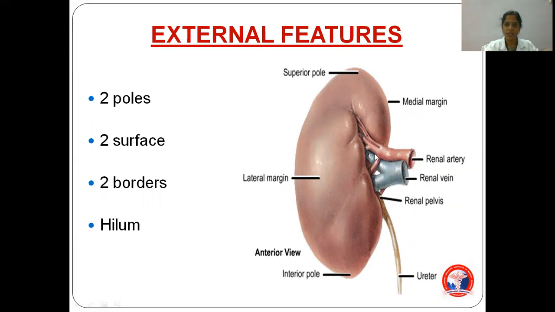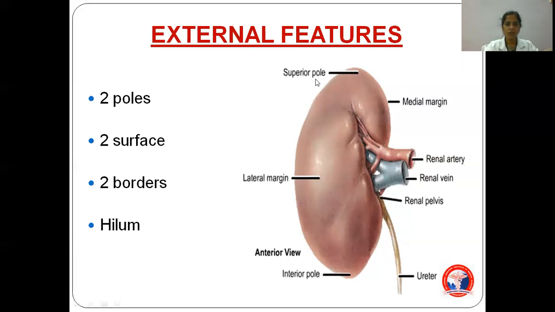Now we see the external features of the kidney. You can see this is the bean-shaped structure. It has 2 poles, upper pole, lower pole. It has 2 surfaces. What you are seeing here is the anterior surface. Behind that, posterior surface will be there. It has 2 borders. So this is the lateral border. This is the medial border. And in the medial border, you can see a fissure. That fissure is named as hilum. Through that hilum, the most important structures pass in and out. They are the renal artery, vein, and the pelvis of the ureter.